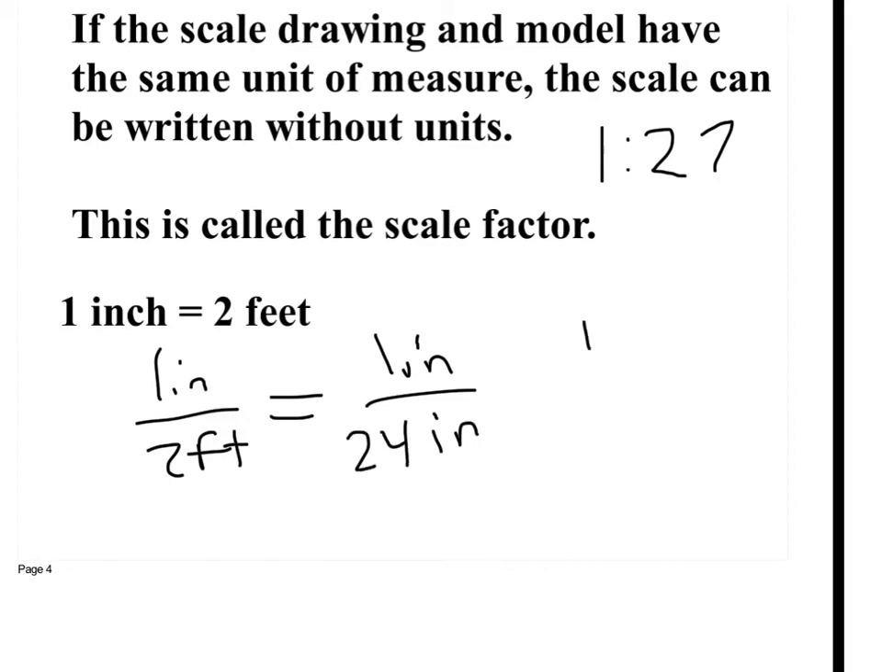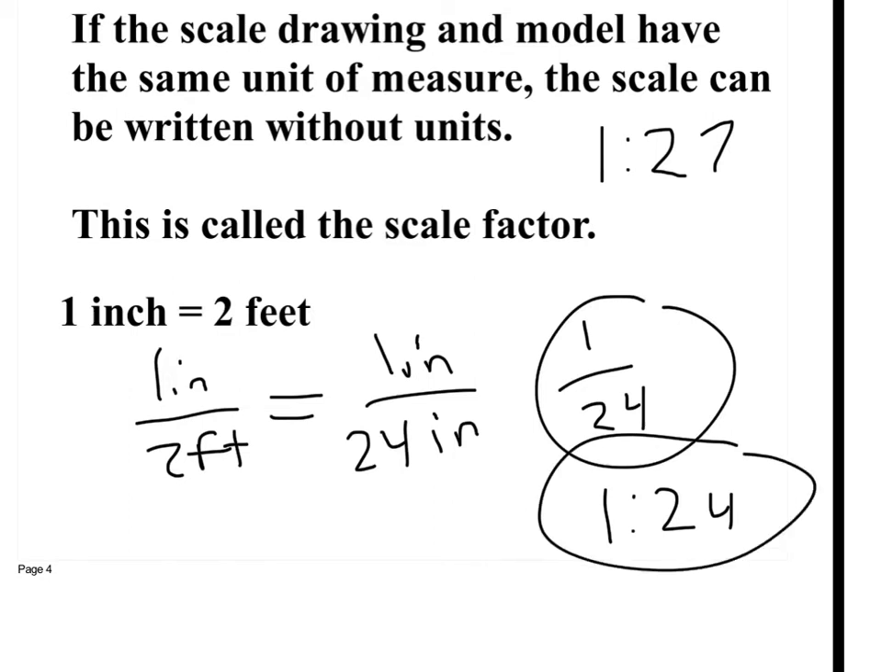Then I can get rid of the unit. 1 over 24, they'll also write it like this. I will take either answer. So the scale factor here, 1 inch is 24 inches. It's the same thing as 1 inch is every 2 feet. But that is how they would write it for something like a model airplane.